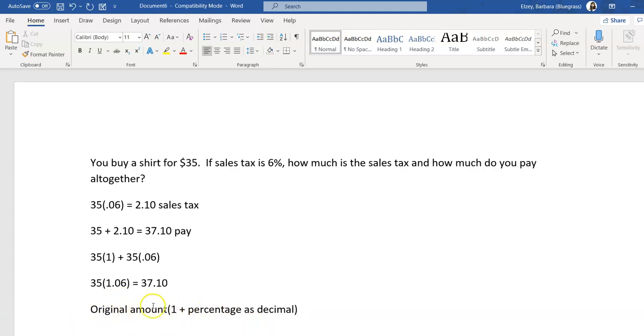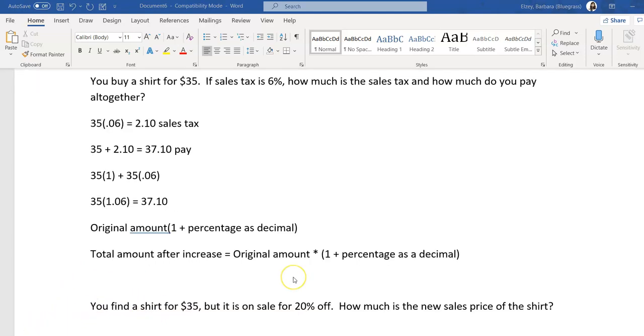Now you might notice that this looked a little bit like the exponential growth that we saw earlier. And we will note later on that in some ways it is very much like the exponential growth when we're talking about percentages. So this leads us to an overall formula for percentage increases. The total amount after an increase is equal to the original amount times 1 plus whatever our percentage is as a decimal. That's anytime we have an increase.